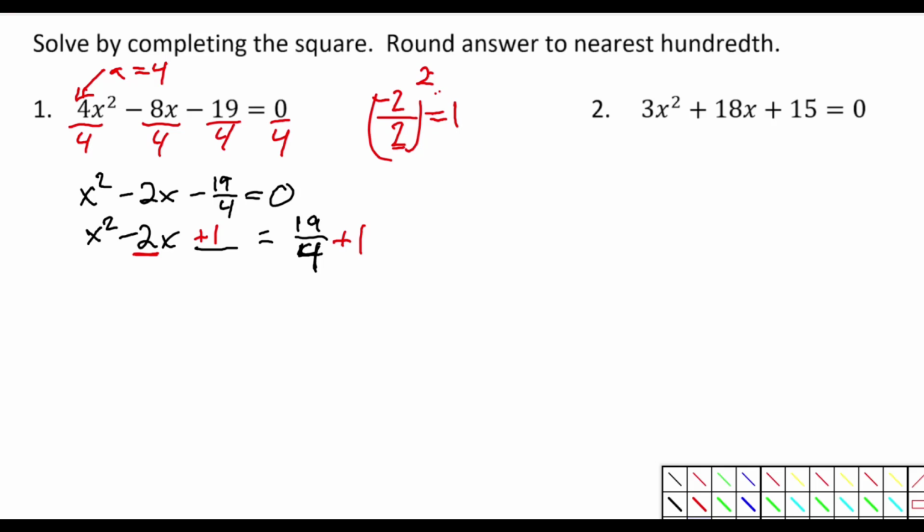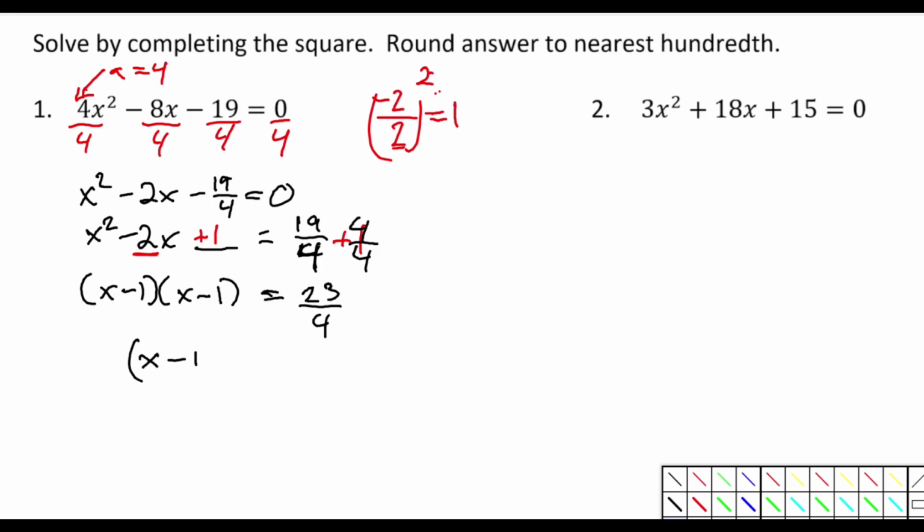It looks like we're going to have a little bit of fraction work, but not too much. So help me out over here on the left-hand side. This will just be x subtract 1 times x subtract 1. And if you don't like fractions, we should know that the 1 can be written as 4 over 4. So I'm just going to write that as 4 over 4. So now this really becomes 23/4. All right, perfect. We're almost done.